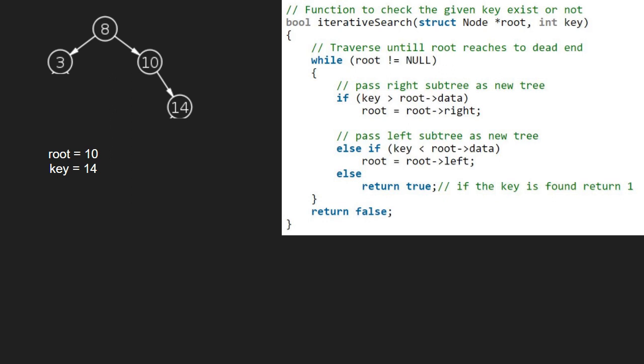Now, key is greater than root's data. So, we make root equal to root's right. So, root will point to 14.